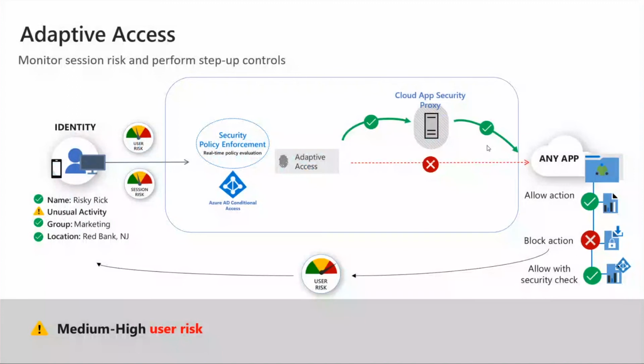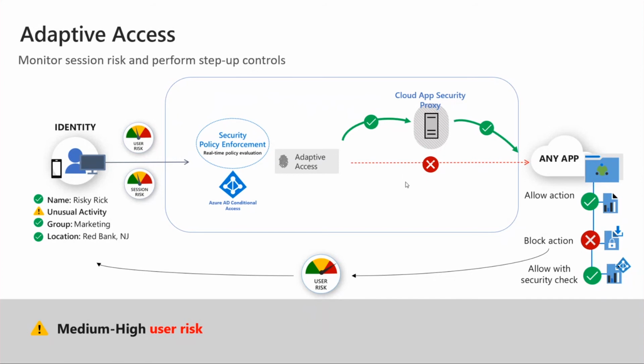What if we have a user that is experiencing some risky behavior? So here we have Risky Rick. He's been performing some unusual activity before. So what we've seen is that currently his user risk is at a medium and his session risk is also at a medium. So he will go through the Azure AD conditional access policy and go through the proxy as expected. But now any action that he performs will be blocked as expected. This block action will be signaled directly to the admin, but the admin can then determine whether they want to escalate Risky Rick's user score to a high.